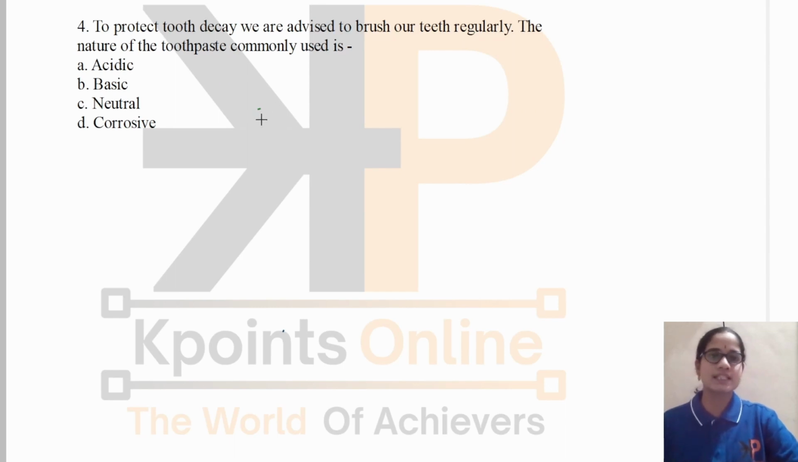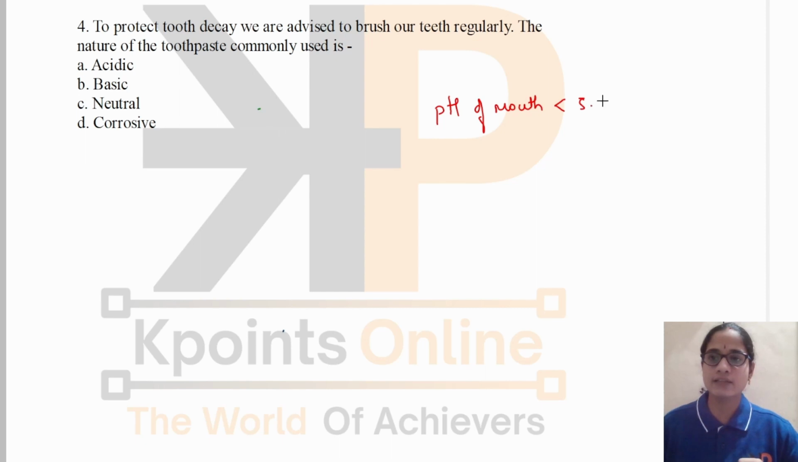Okay. The next question is, to protect against tooth decay, we are advised to brush our teeth regularly. The nature of the toothpaste commonly used is acidic, basic, neutral, or corrosive. We know that tooth decay is caused when the pH of the mouth decreases. When the pH of the mouth is less than 5.5, it causes tooth decay. So what we have to do is neutralize the acid in our mouth. So the toothpaste that we use must contain a basic substance, that is, it should contain a mild base. So our answer will be basic.